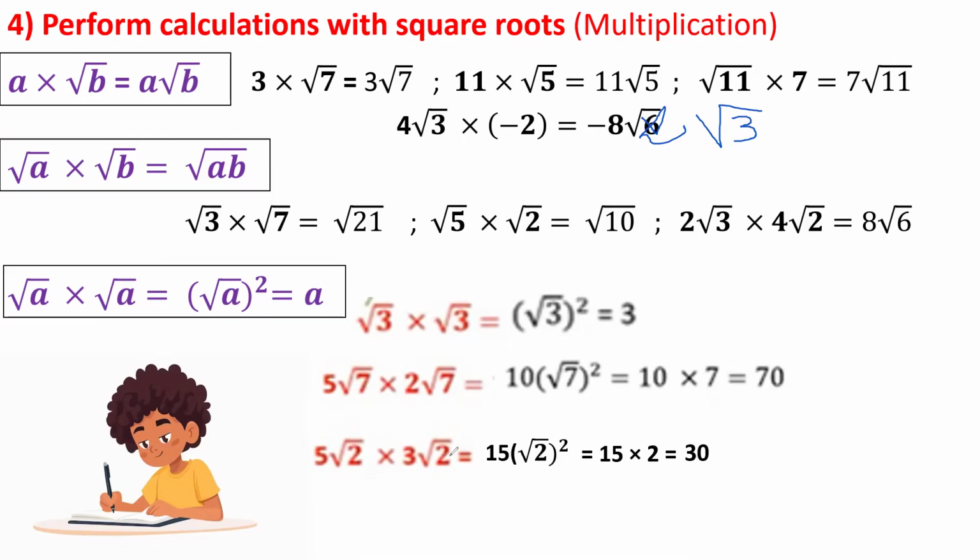5 radical 2 times 3 radical 2, I multiply the coefficients. 5 times 3 is 15. Radical 2 times radical 2 is radical 2 squared. So the squared cancels the radical. 15 times 2 is 30.